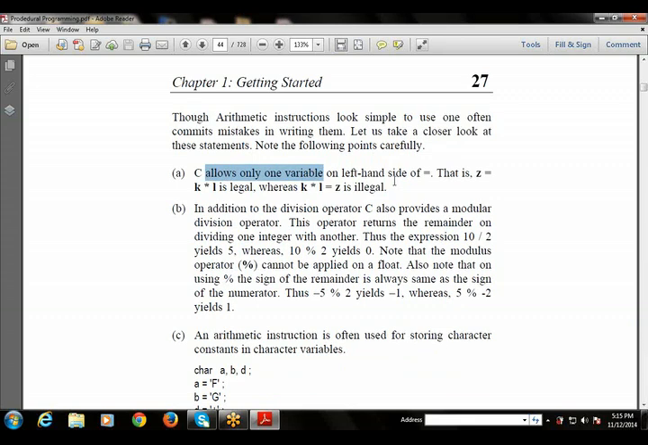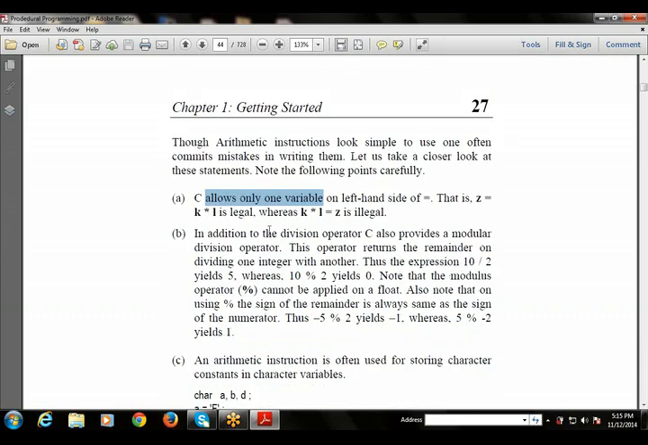C allows only one variable on the left hand side, that is, left of the equals sign. That is legal, whereas this is not legal.